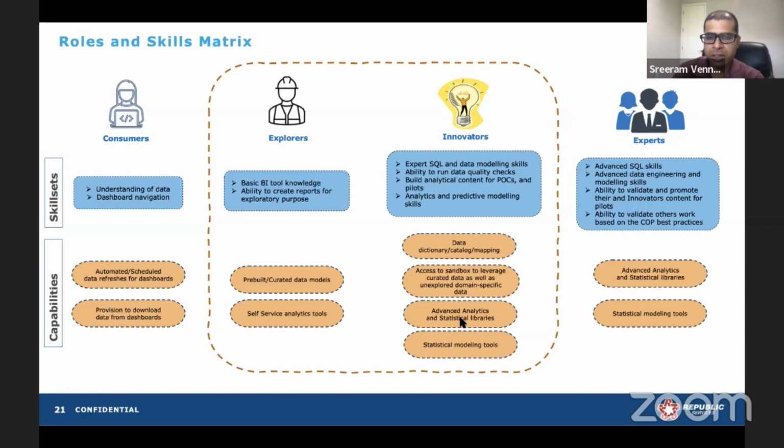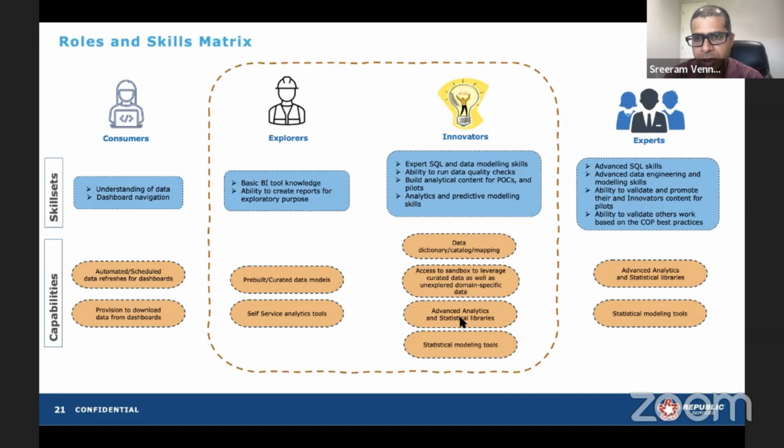Innovators are advanced analytical users that sit within the business areas. They're working on machine learning models. They have ability to write complex SQL, stand up prototypes based on business needs, and work with IT and business partners to provide immediate value based on business requirements.